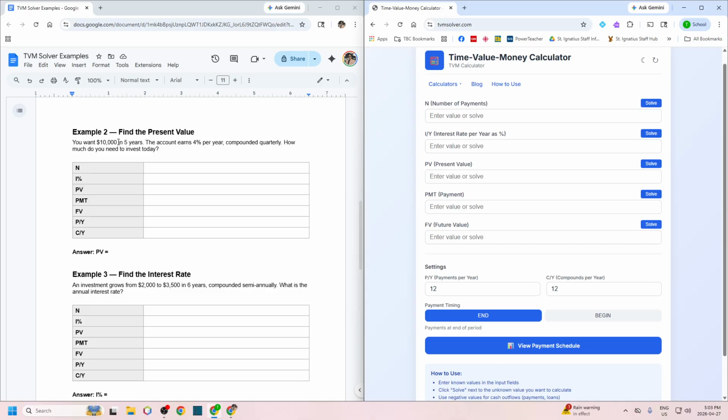So it says, I want to have $10,000 in 5 years. The account is going to earn 4% interest per year, compounded quarterly. How much do I have to invest today? So let's start by figuring out the N.